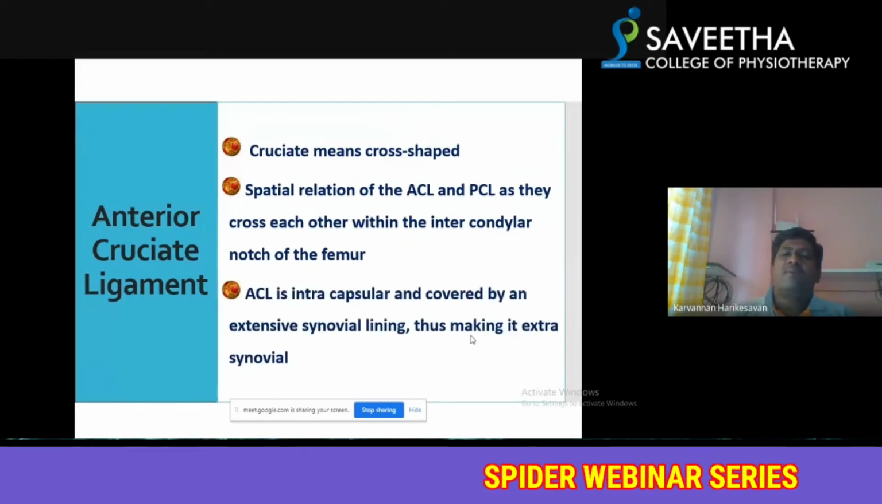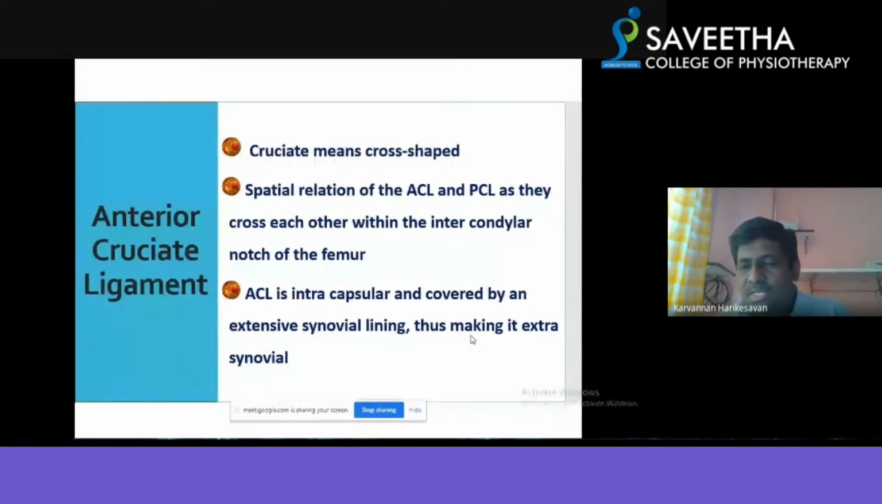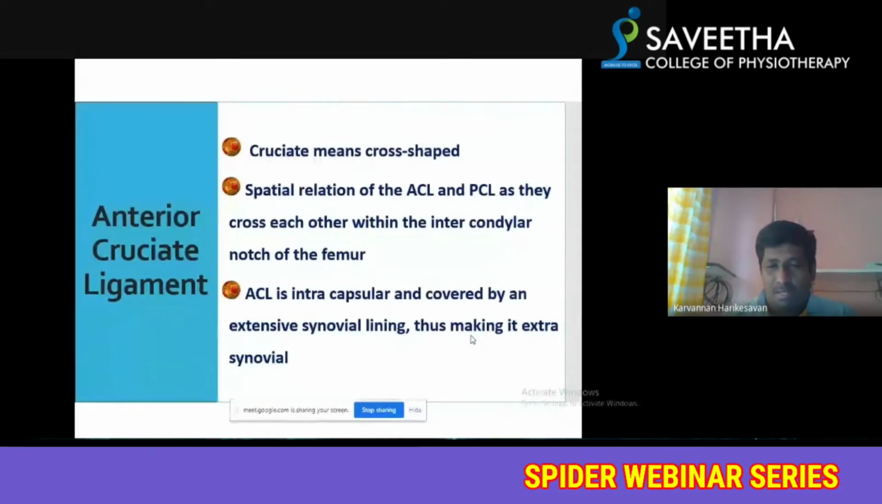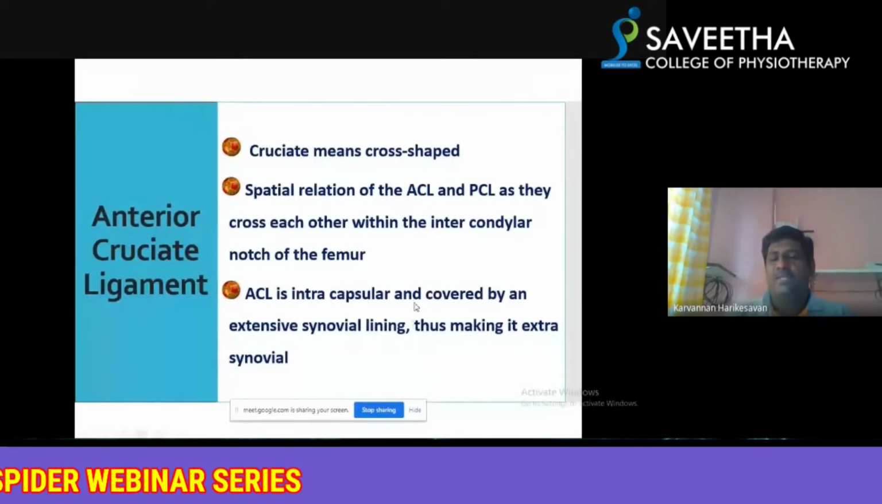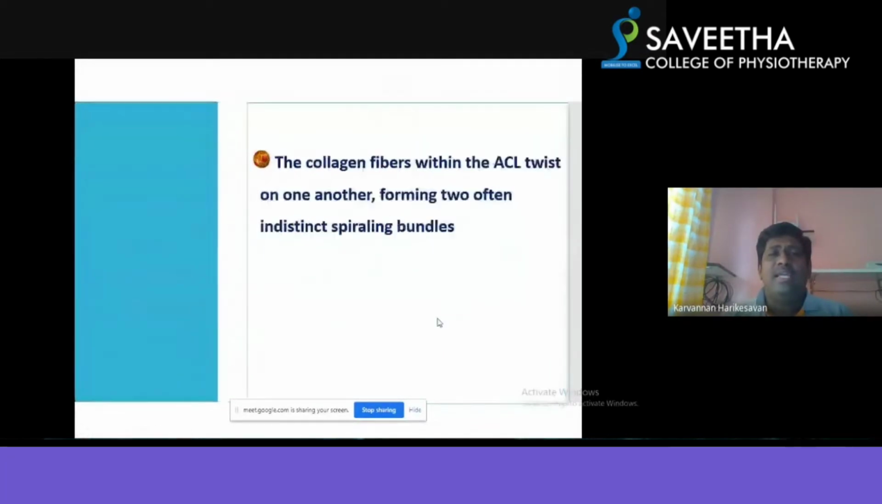The ACL is an intracapsular ligament covered by an extensive synovial lining. So they term it an extra-synovial and intracapsular ligament.